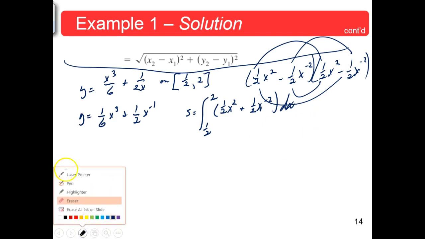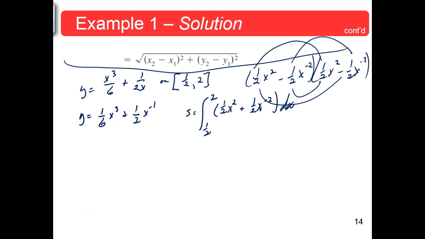So now we need to integrate that. And what will it be?